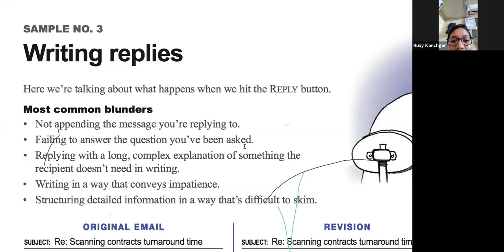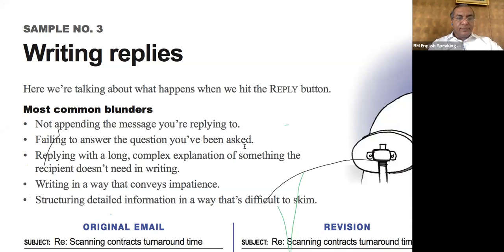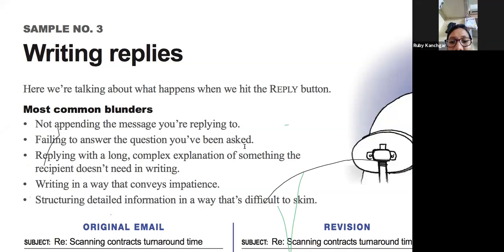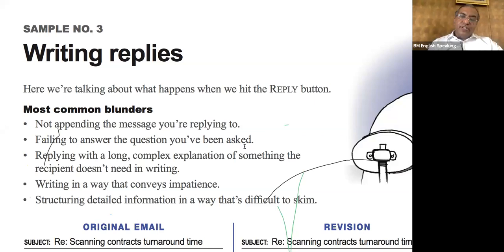Writing in a way that conveys intention, and structuring detailed information in a way that's difficult to skim. These are the most common problems when people write replies: structuring detailed information. Too much information is there, but it is very difficult for the reader to read it.